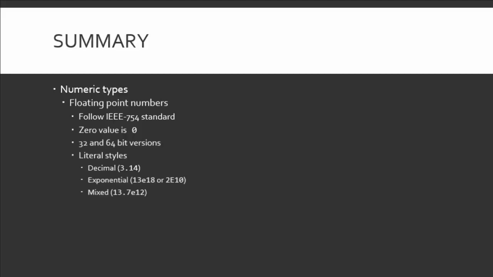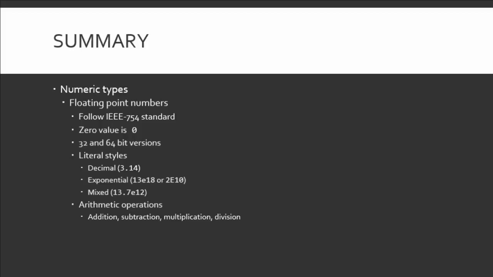So we can use a pure decimal like 3.14. We can use exponential notation, for example, 13e18 or 2e10. And it doesn't matter if that e is upper or lowercase. Or you can do mixed. So for example, 13.7e12 is a perfectly acceptable way to initialize that. We do have addition, subtraction, multiplication, and division that we can do with floating point numbers.